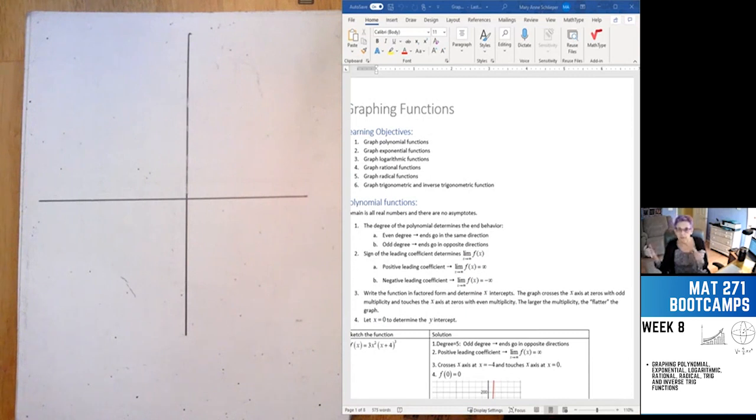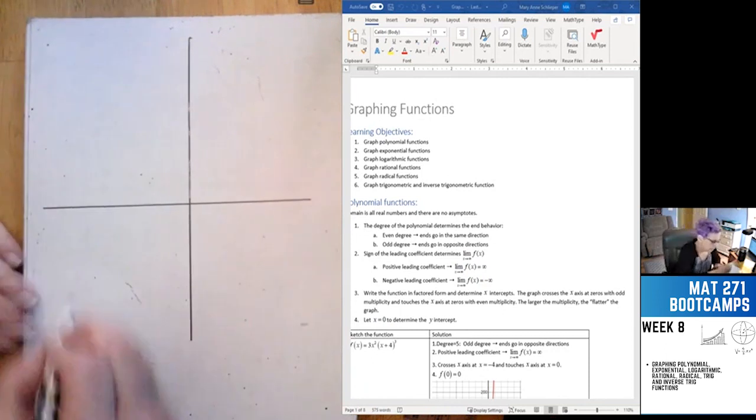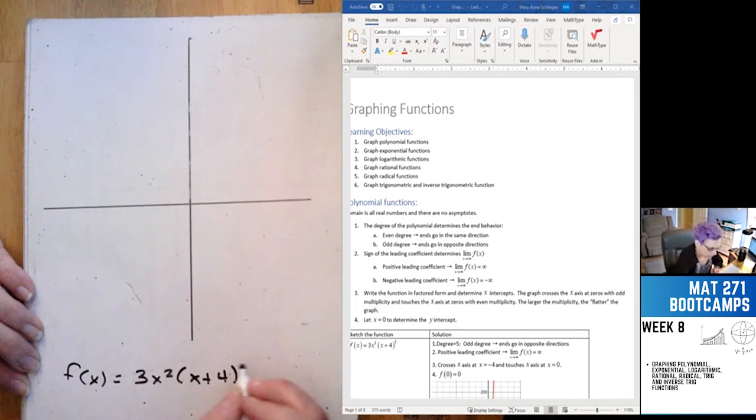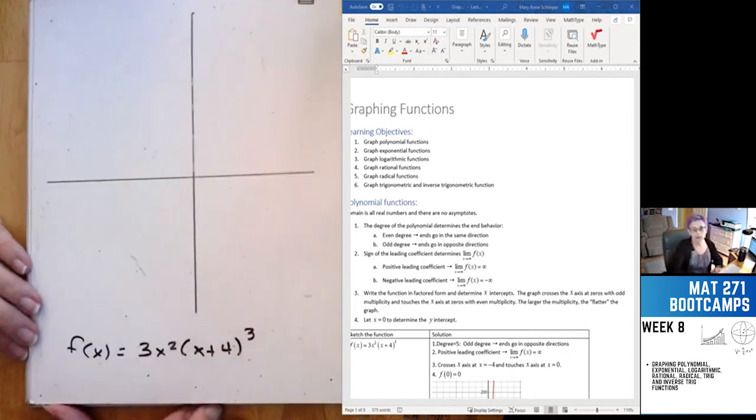And then we have some information about zeros. If you write it in factored form, you know it's going to cross the x-axis at any zeros that have odd multiplicity, and it's going to touch the axis at zeros that have even multiplicity. So let's sketch one. And the one I chose is f of x equals 3x squared times (x plus 4) to the third power. So the first thing I think about is the degree.